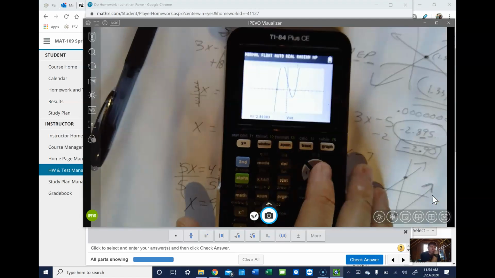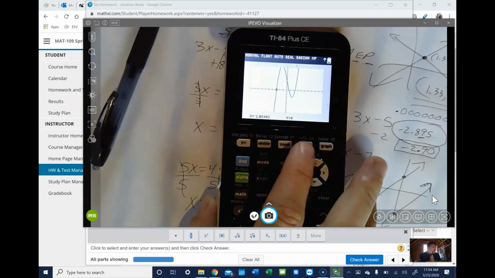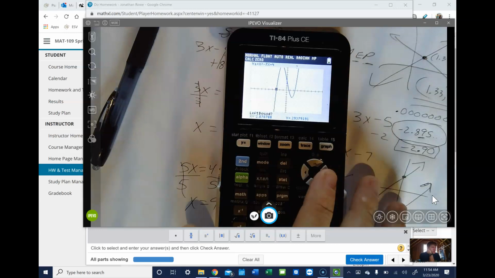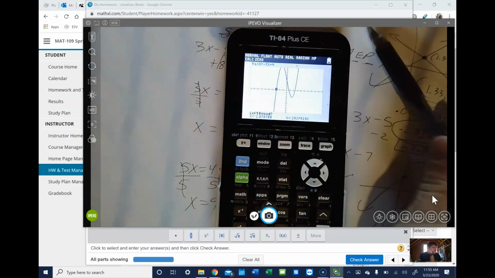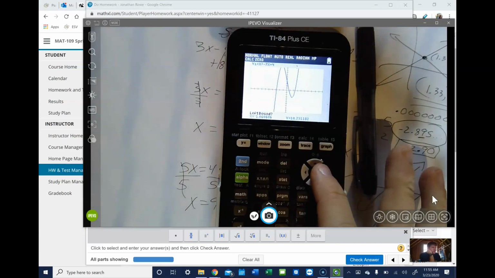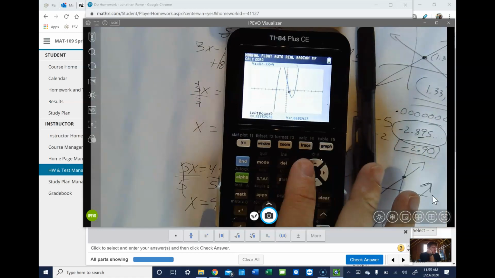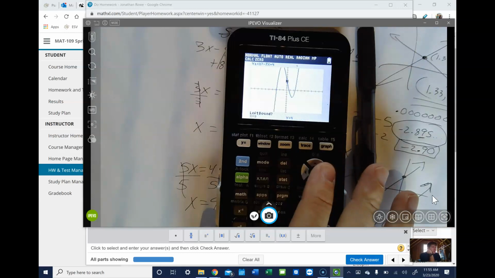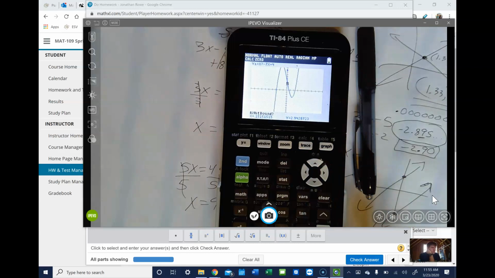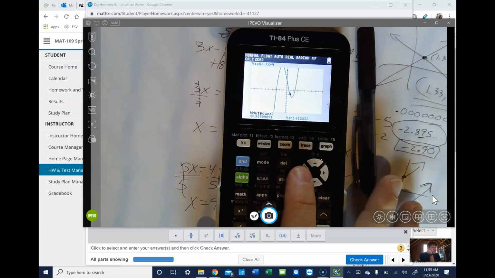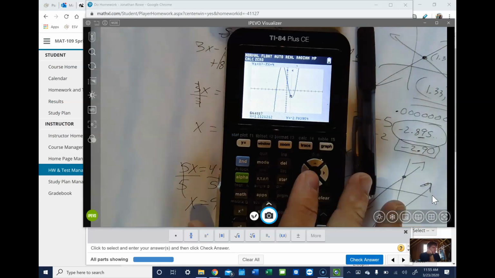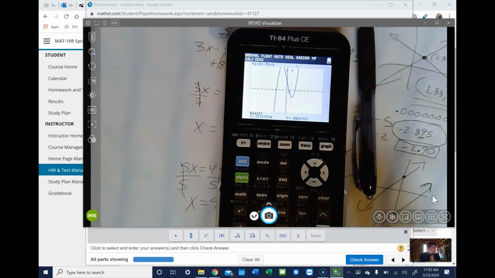Okay, so now I have to do the same process over again. Second calc, 0, and it says left bound. Well, now I'm looking for the next one. I'm looking for this one. So it says left bound. I'm going to scroll to the right until I get over here in this neighborhood. I just need to be somewhere to the left of this point I'm trying to find. So anywhere in this vicinity here will be fine. I'm going to hit enter here. Then it says right bound. I'm going to go to the right until I know I'm to the right of that point I'm trying to find. So anywhere in this vicinity will be fine. I'm going to hit enter. It says guess. I'm going to take it near it and hit enter. And it tells me my next answer.